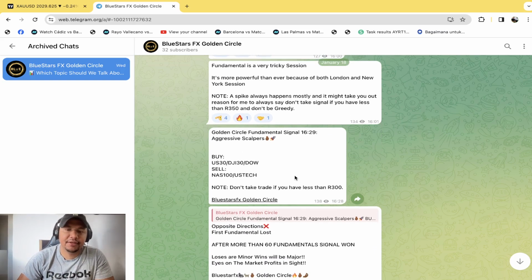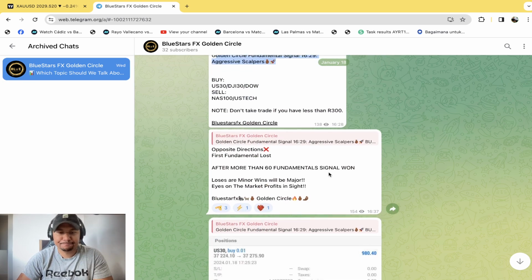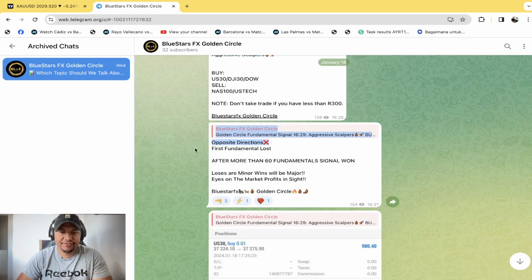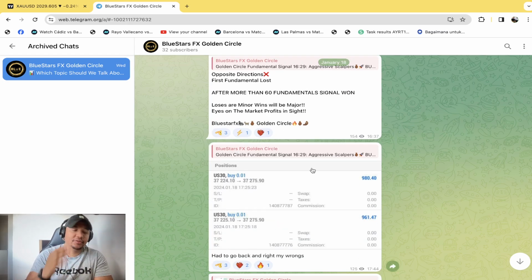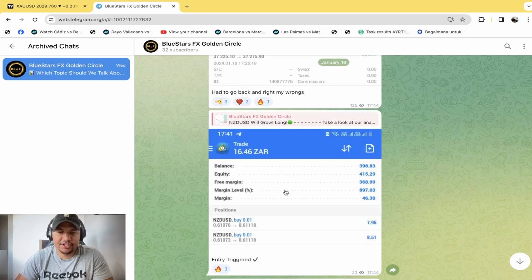Golden circle fundamental signal 1629. Aggressive scalpers. Again, opposite direction. First fundamentals lost, and that could have also wiped out your entire balance, right? But we'd never know. Okay, NZD USD will grow long.